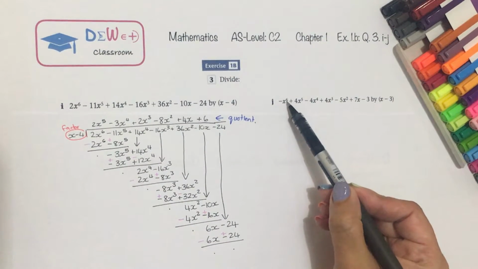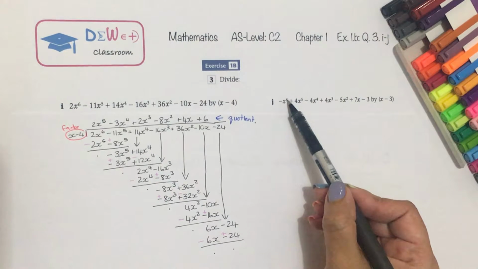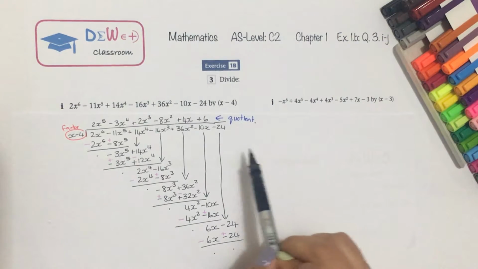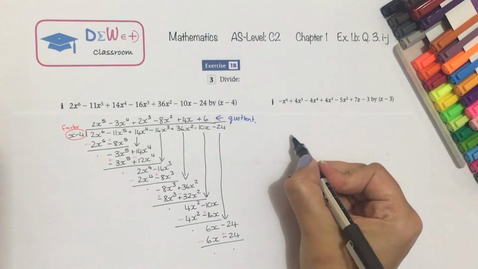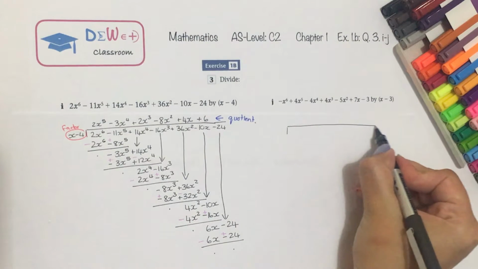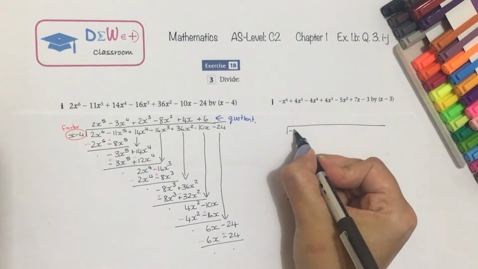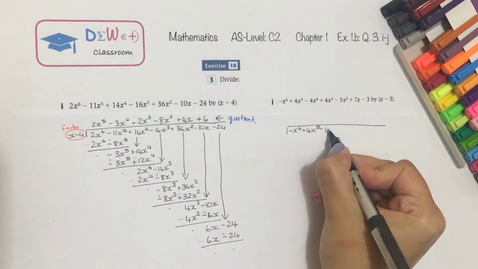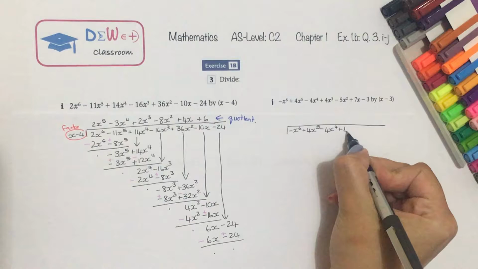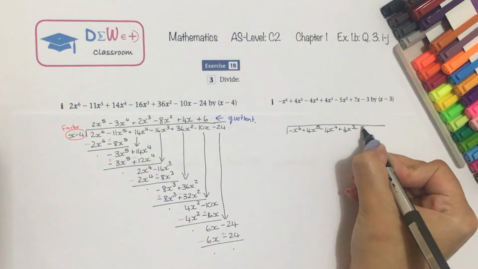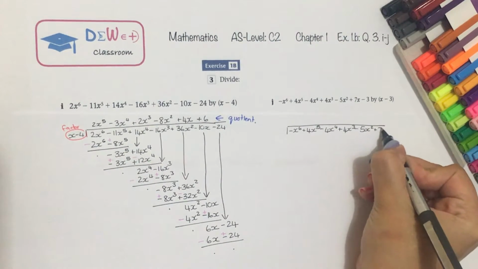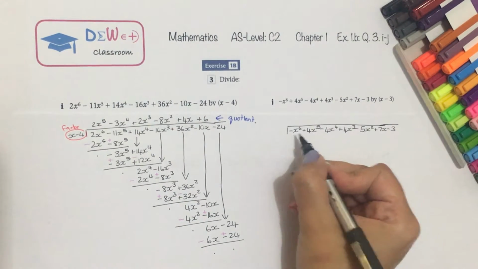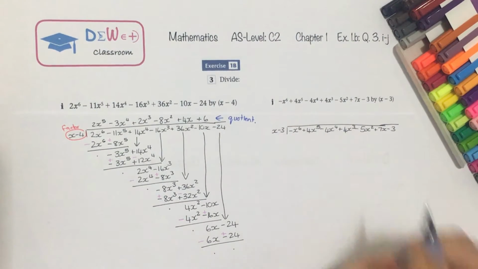Firstly, we check if all the polynomials are in decreasing order. So we've got 6, 5, 4, 3, 2, 1, and the x to the power of 0 there. So no need for us to add anything. Then we can rewrite it in long division form: 4x to the power of 5 minus 4x to the power of 4 plus 4x cubed minus 5x squared plus 7x minus 3. And this whole polynomial will be divided by x minus 3.